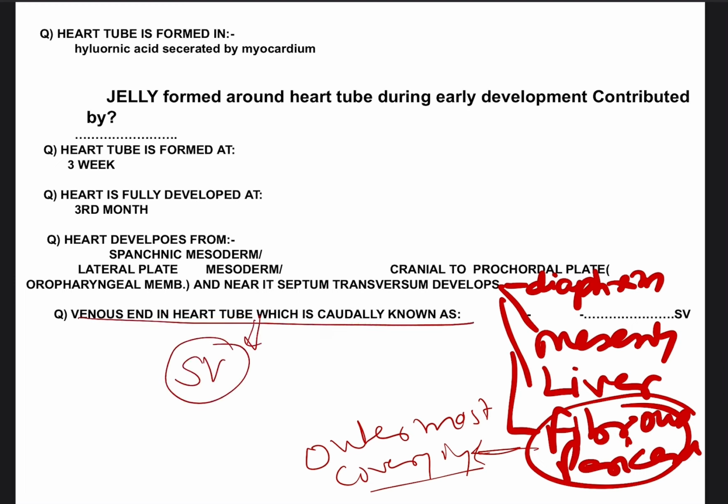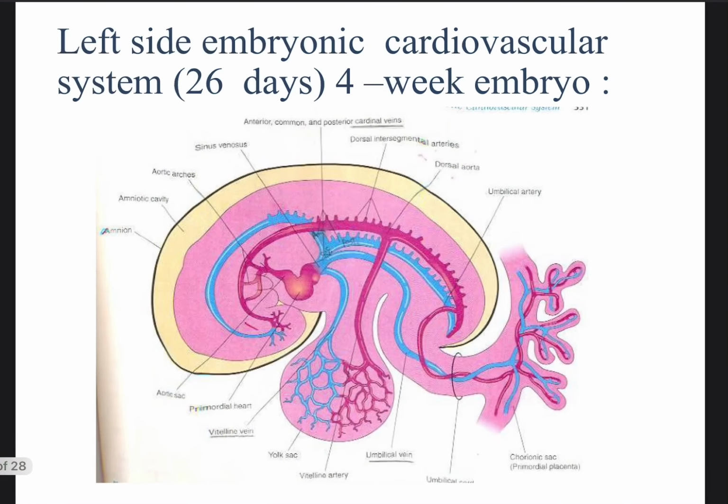These are the venous end. Sinus venosus, then primitive atrium. What is this diagram indicating? This diagram is indicating, first, that the lowermost part is the venous end, which is receiving blood through three sets of veins.